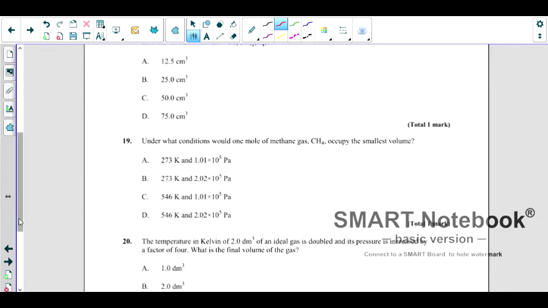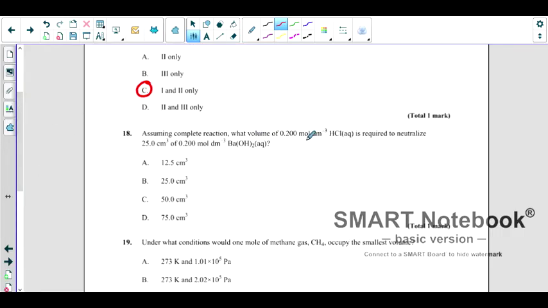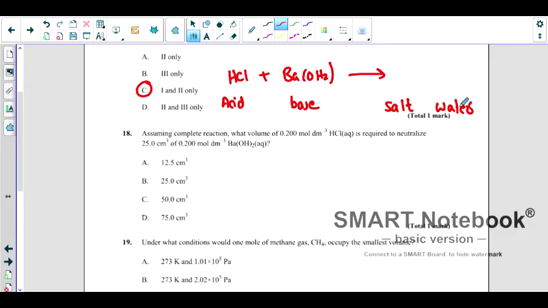Assuming complete reaction, what volume of 0.2 mol/dm³ HCl is required to neutralize barium hydroxide under the given conditions? This is basically a titration. It's good to write the equation, because to have the mole ratio you need the equation. So how can you write it? You have HCl plus Ba(OH)2. Now what should be the reaction? You know that this is an acid and this is a base. When acid reacts with base, you always get salt and water. Now I want to see which salt you have. You have plus H2O.